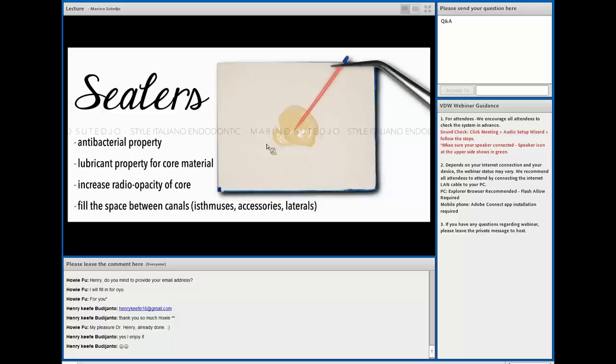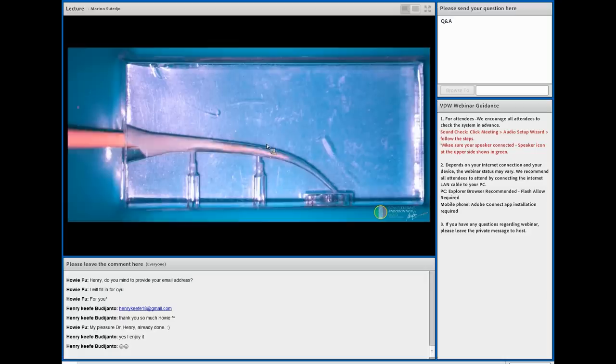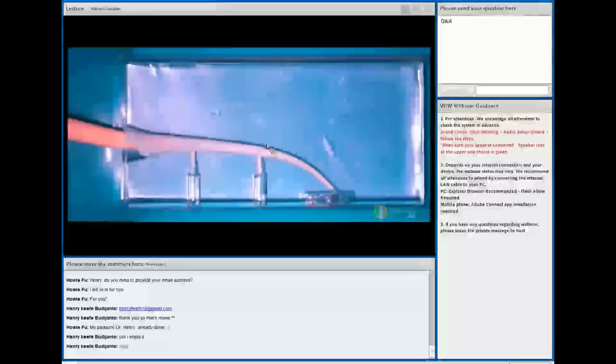root canal. And a good sealer that we use must have a good antibacterial property, and a property also for lubricating our gutta percha, and good radiopacity, also as a marker to fill all the isthmuses, all the accessories, and all the lateral canals. And the requirement is definitely it must be easy to manipulate, biocompatible, and radiopaque enough. So usually I just put my sealer like this into the canal and not use too much sealer.